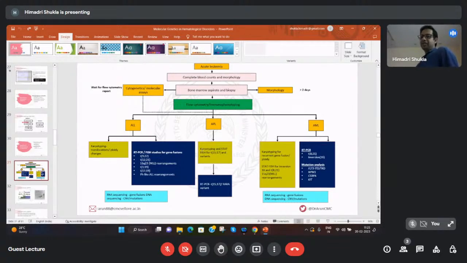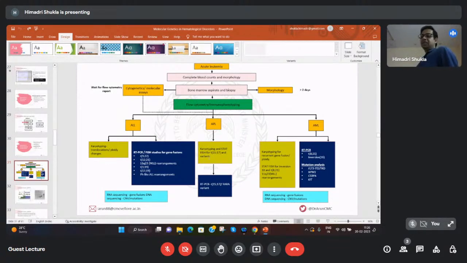If it's a case of APML, you look for the classical translocation or all the variant APML translocations. Again, by karyotype. APML, though the prognosis is very good, is a medical emergency. You need to have an immediate report. So we do something called a stat FISH, which gets ready within 2 or 3 hours.